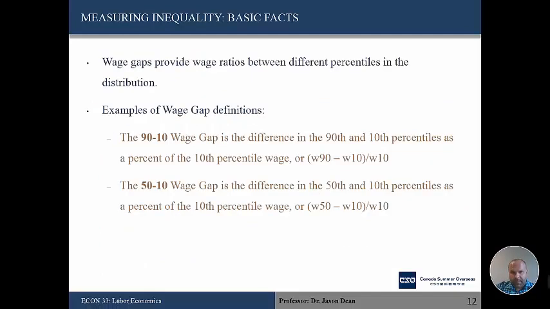Now, there's other measures of inequality. We can look at the wage ratios between different percentiles in the distribution. So one example would be the 90-10 wage gap, and that's the difference in the 90th and 10th percentiles as a percentage of the 10th percentile wage. So it would be the difference divided by the wage in the 10th percentile. The 50-10 wage gap is the difference in the 50th and 10th percentiles as a percent of the 10th percentile wage. So similar, but now you would just use the 50th percentile wage.